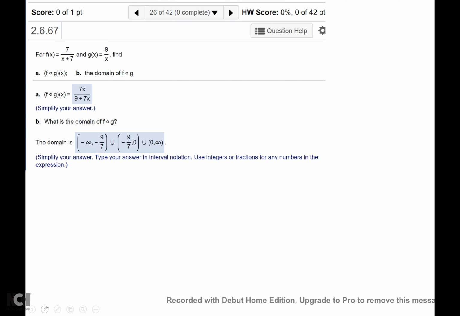Alright, this one, they want us to find the composition and the domain of the composition. Alright, so since we're finding f of g of x, as far as domain goes, you have to find the domain of g, whatever's on the inside. And that says, for the domain of g, x can never equal 0. So far, we have a jump at 0, but it can be everywhere else. There's the domain of g.